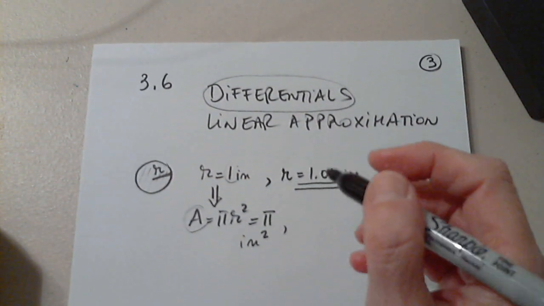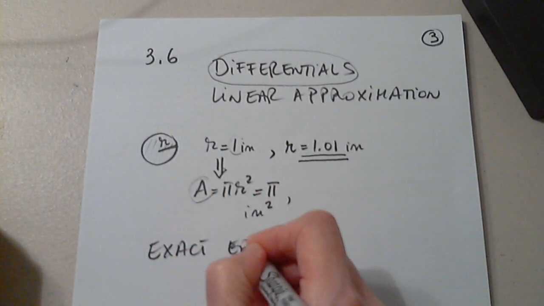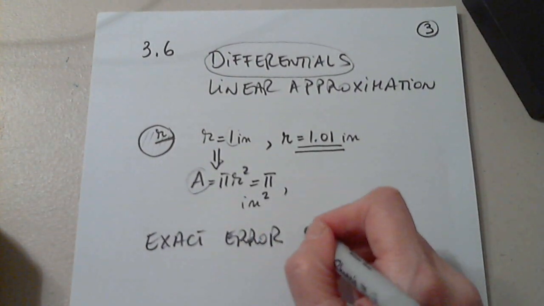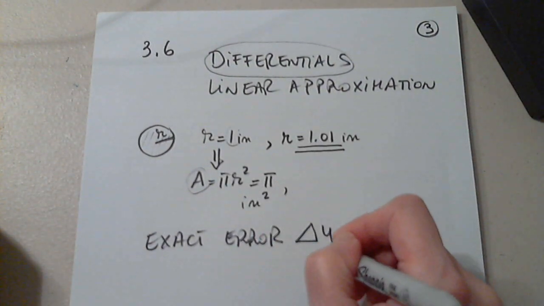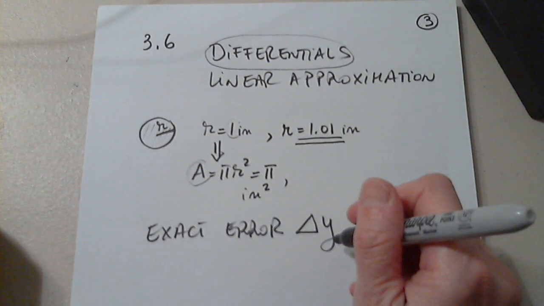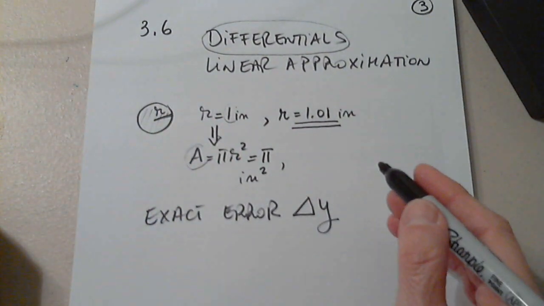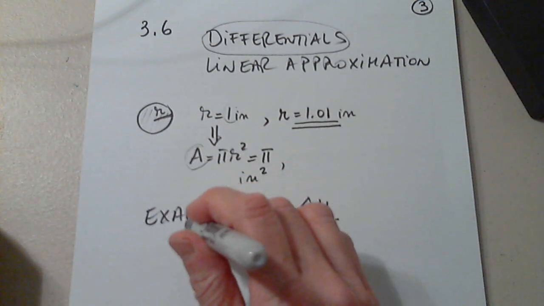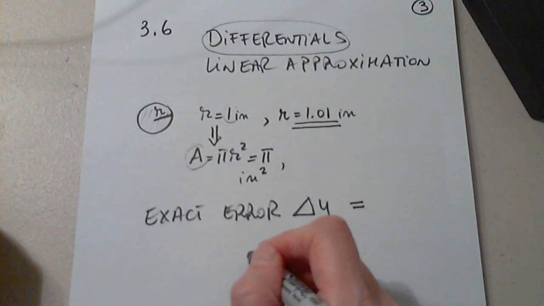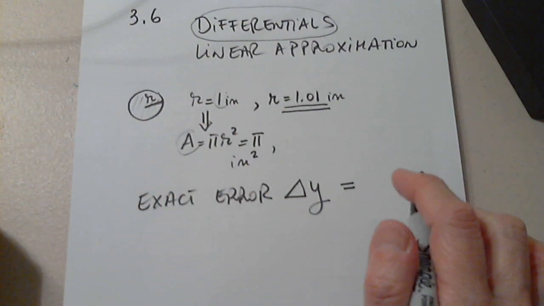So what would be the exact error? The exact error is called delta y. And we will determine it in a moment. This was just an example, and we have many examples. Okay, so the exact error will be called delta y. What will it equal to? I'm going to write it in a minute. I'm going to show you a graph. It will be easier to understand.